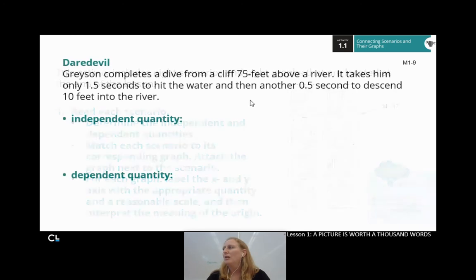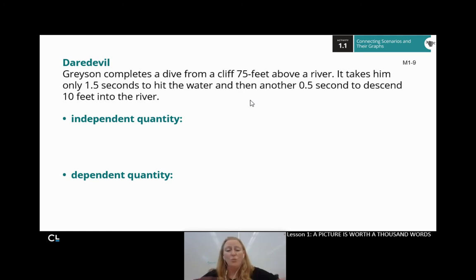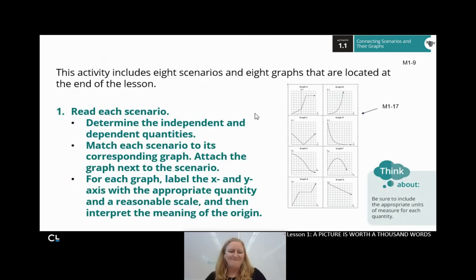So it starts on page M1-9, 8 scenarios. Dive in and go. Hit pause, work all these out. Make sure you do all of it. In fact, I'll put my directions back here. For each one, read it, determine the independent and dependent quantities, write it down, match the graph, label the graph. You got this? All right. Hit pause to go through all 8 scenarios and work this out, and then hit play when you're ready to check your work, see how you did.